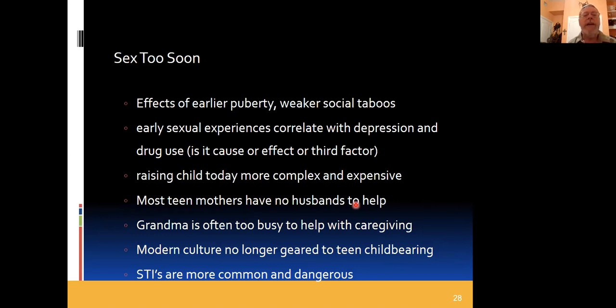So let's have a look then at the effects of having sex too soon, before one is really prepared for that. First of all, we have to recognize that kids are going through puberty earlier than kids used to. And there are weaker social taboos regarding being sexually active. So this then means that adolescents are going to be dealing with some strong pressures from their biology as well as social pressures to become sexually active at an early age.